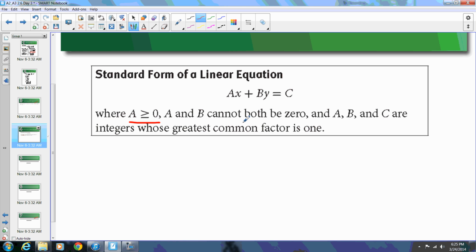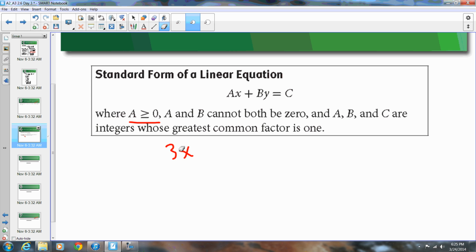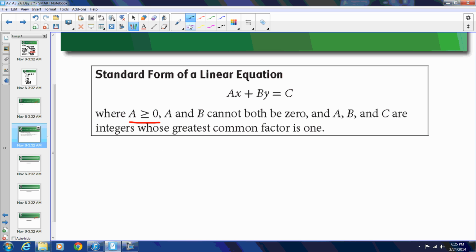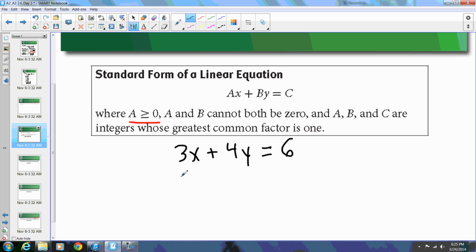So what does that mean? That means that standard form is fully reduced, meaning that there are no common factors between A, B, and C. Now, I'm not going to ask you questions on this, but this is an example of an equation in standard form: 3x plus 4y is equal to 6. So clearly, this is A, 3; 4 is B, capital B; and 6 is C.